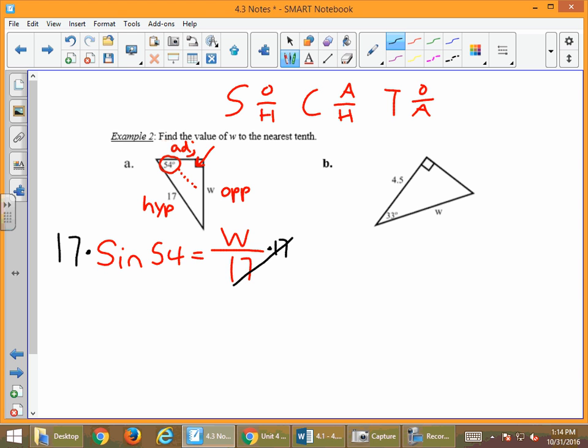Alright, so when I do this, my W is going to approximately equal, because it says round to the nearest tenth. Sam, what'd you get? 13.75. Round that up to one decimal spot, 13.8. So you get approximately 13.8.